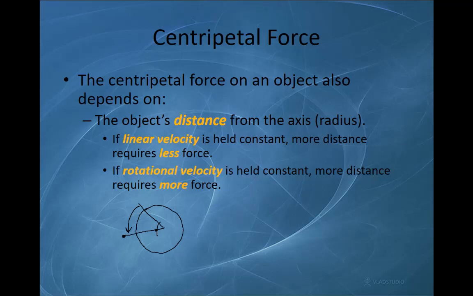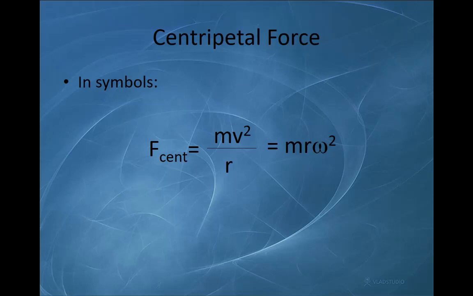All right. So when we take a look at this, F centripetal, as we said before, equals mass times velocity squared over r. So v squared is going to represent a linear velocity. We can also use m r omega squared, where omega is going to represent an angular velocity. They're still going to be based on the distance, but the relationship is different if we use angular velocity as opposed to linear velocity.